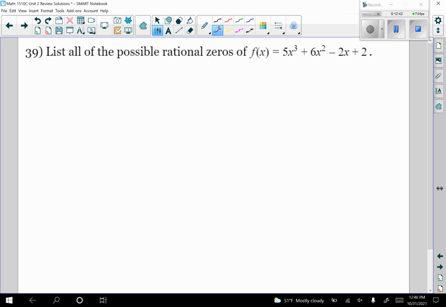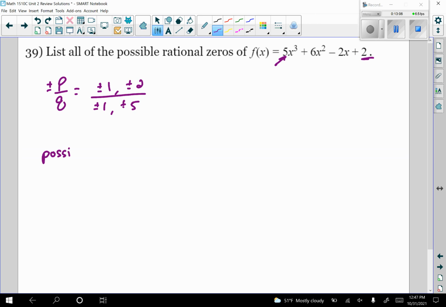Okay, for 39, we are asked to list the possible rational zeros here. So this is where we want plus or minus p over q. So we get plus or minus. For p, I'm going to the end, the constant. So I get plus or minus factors of 2, plus or minus 1, plus or minus 2. For q, I go with the factors of 5. So plus or minus 1, plus or minus 5.